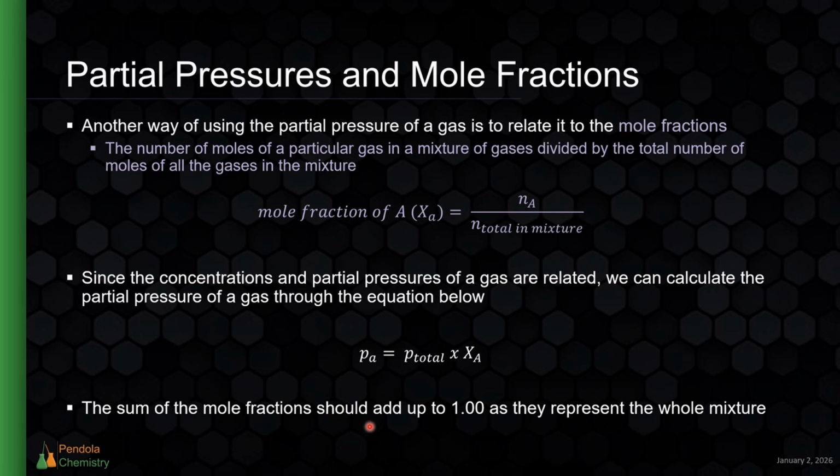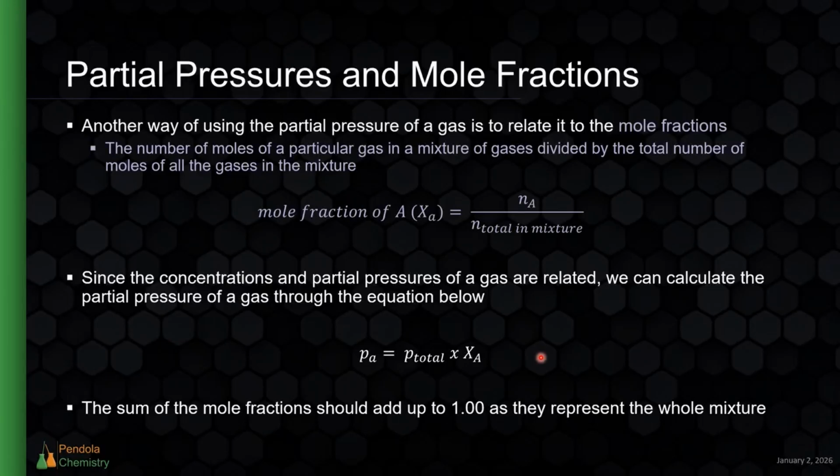The sum of all the mole fractions should add up to 1, as it is essentially just a percentage without it being multiplied by 100. It is the percentage in its decimal form. So the total mole fractions added up for a mixture should add up to 1.